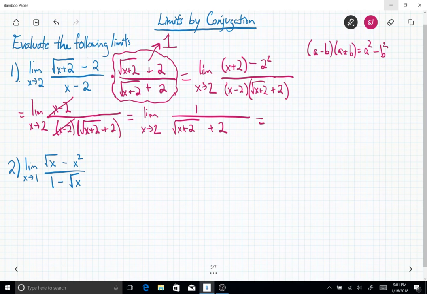Okay, so what happens here? Now we can plug in. It's just plug and chug time. So this goes square root of 2 plus 2, which is square root of 4 plus 2. Square root of 4 is 2, so that's 2 plus 2, which is 1 over 4. And that's our final answer.